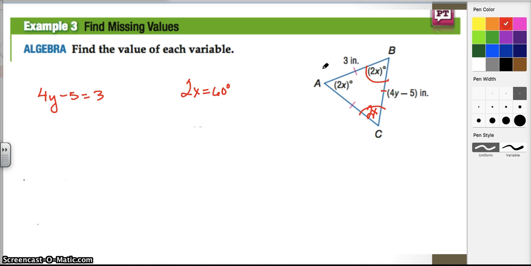These two sides are equal, and now I've got a little bit of algebra to do to solve this. This one's the easiest one. I'm going to divide both sides by 2, and I get that the value of the variable x is 30. Over here with y, a little bit more work, but not too bad. We're going to add 5 to both sides. We get that 4y must equal 8, and therefore y is equal to 2.